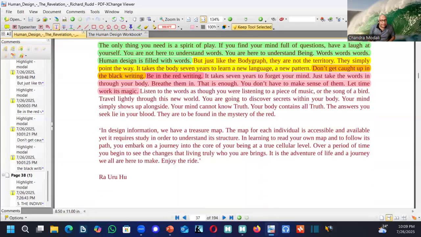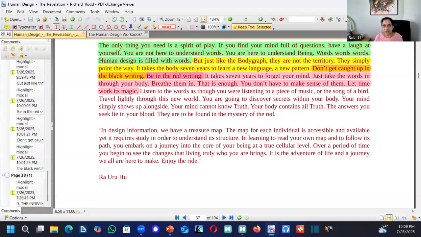In design information, we have a treasure map. The map of each individual is accessible and available, yet it requires study in order to understand its structure. Don't get caught up in the black writing. Be in the red writing.